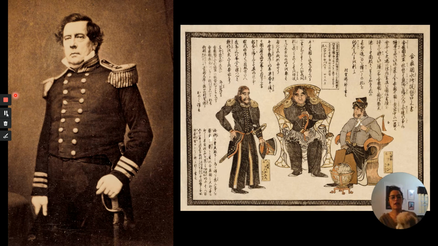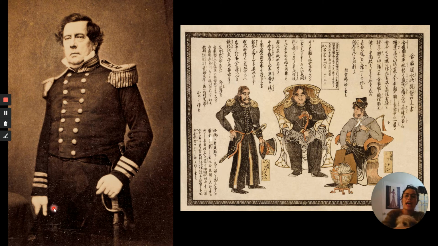So Matthew C. Perry was like, please, please open up. I don't care about the traditions of Japan. Just please open up your ports, and you're gonna have to trade with us. Stop just trading with the Dutch. Don't be greedy. And Japan, of course, if you closed your doors for so long, you don't even know what the word advanced means. They did not even know what it meant to have advanced weaponry.